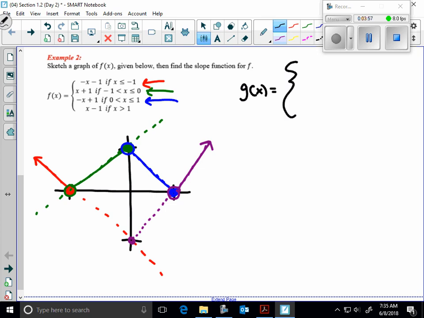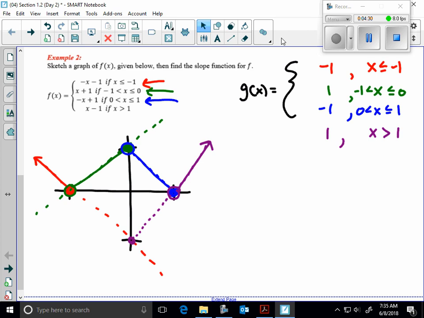It'll be 4 pieces. Right? I'm just going to go with the same intervals I had before. The slope there is negative 1. The green portion is where x is greater than negative 1, less than or equal to 0. Looks like the slope there is positive 1. The blue portion, where x is greater than 0 and less than or equal to 1, was negative 1. And I'm running out of space here, but looks like the slope is positive 1 if x is greater than 1. That's the slope function.